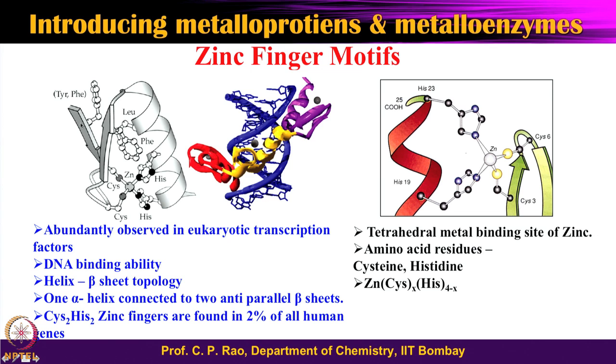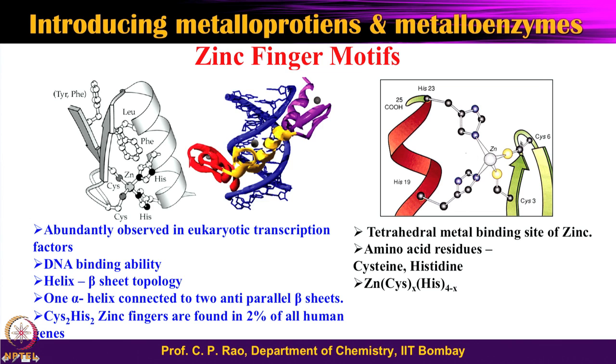So, where you have a helix and beta sheet orienting in this way, and the histidines and cysteines come into proximity, there you will get a zinc finger. So, one alpha helix is connected to two antiparallel beta sheets. Cysteine 2 times, histidine 2 times are present in the zinc binding center. Zinc fingers are found in 2% of the human genes, so a lot of human gene binding things. This is basically used in recognizing the DNA by protein DNA interactions.